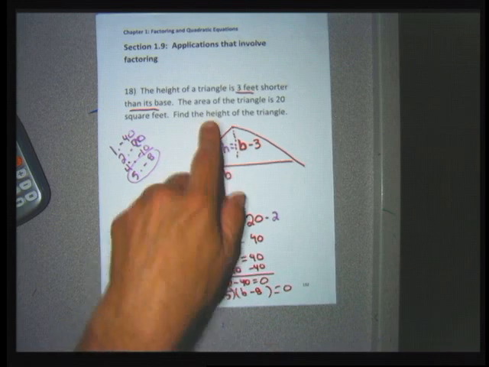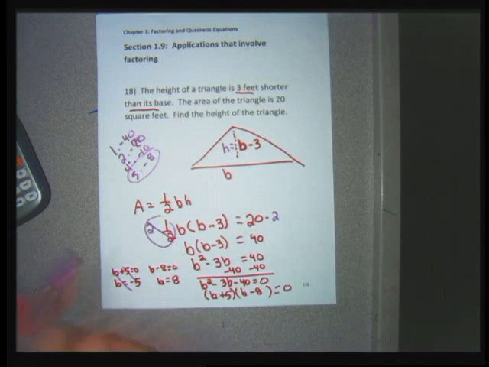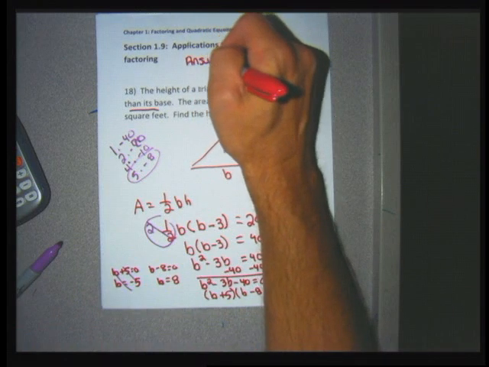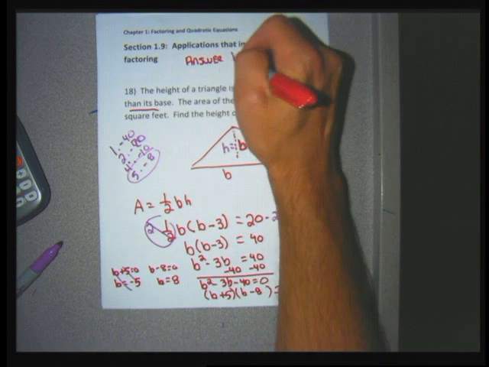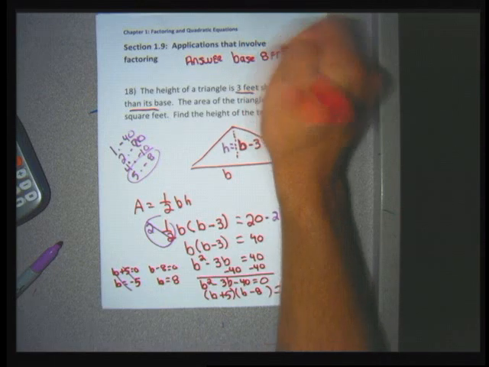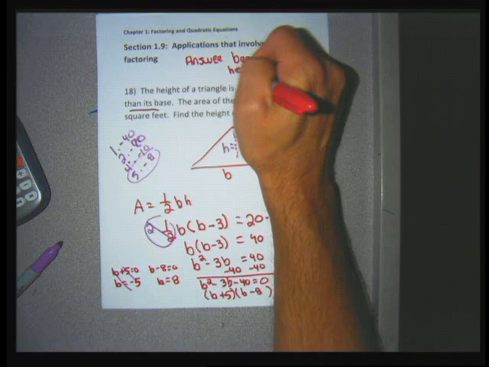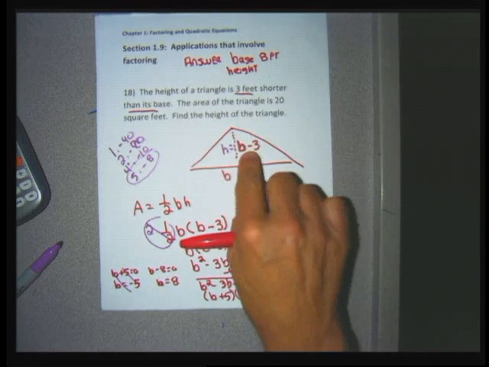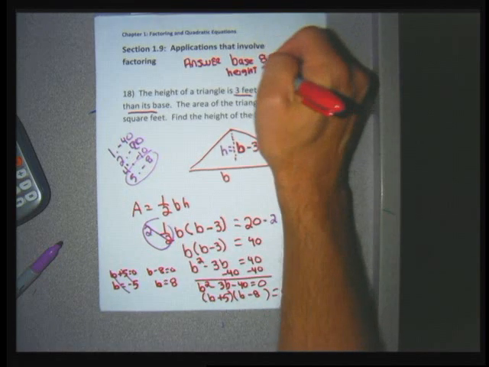It doesn't even ask for the base in my answer. When I go to write my answer, it's okay to say the base is 8 feet. It's not asked for, but I got it. I might even give it to you. What I'm asked to find is the height. And the height is 3 feet shorter than the base, so it's 8 minus 3, and it's 5 feet.